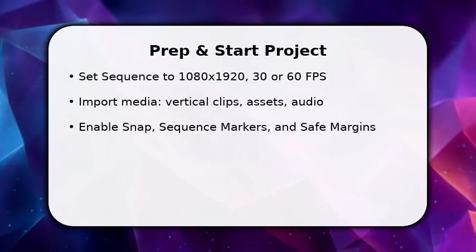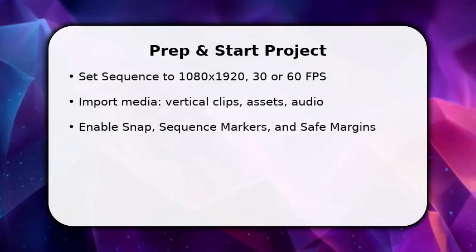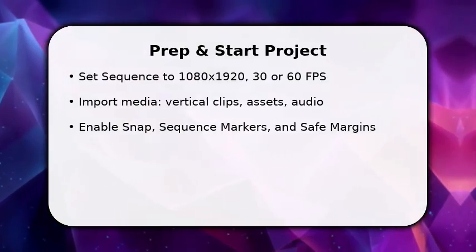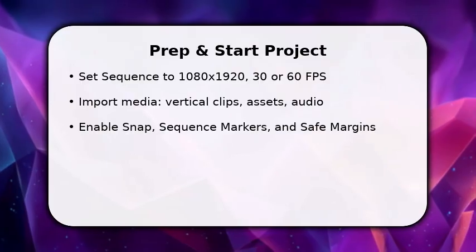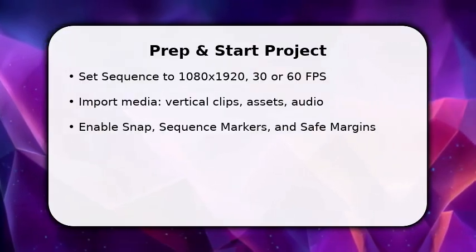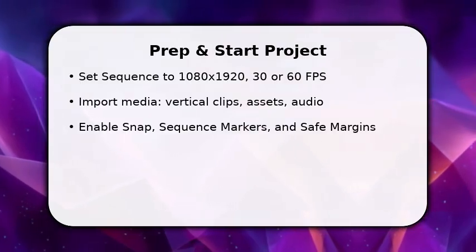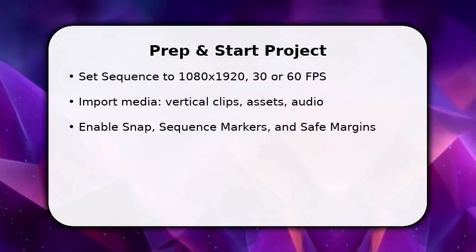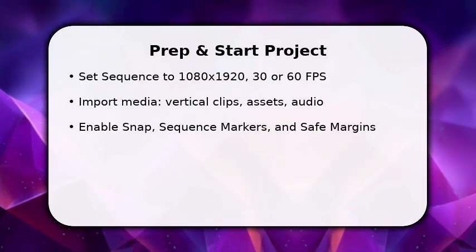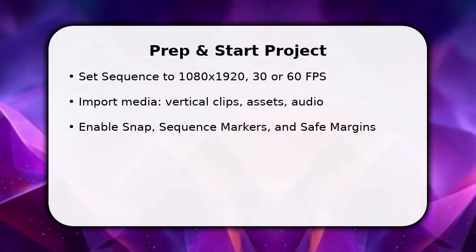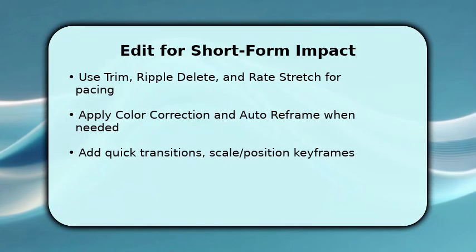You begin by creating a vertical sequence right away, 1080 by 1920 at your chosen frame rate. Import the clips you'll actually use, plus music and any overlays, then create a project bin structure so you don't lose time. Once done, drag your main clip to the timeline to automatically match settings or manually set the sequence to vertical. Make sure to enable snapping and safe margins so critical elements stay in frame while you start laying out your core edit.